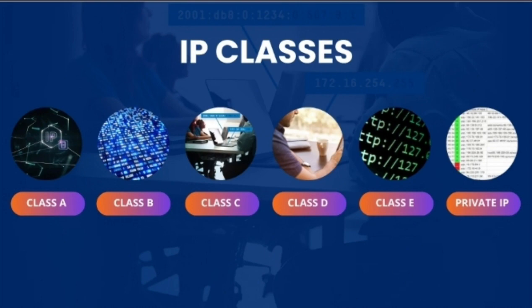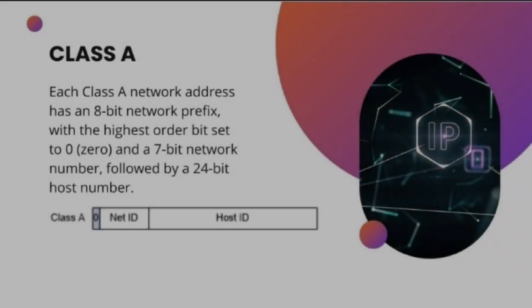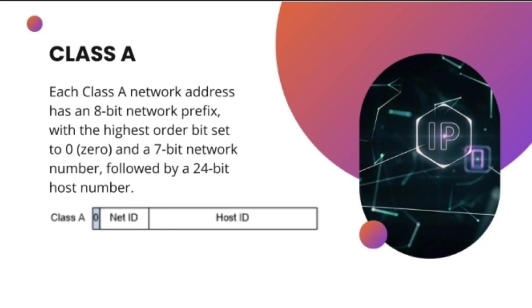Let's start with Class A. This IP address class is used when there are many hosts. In a Class A type of network, the first 8 bits, or also called the first octet, identify the network, and the remaining 24 bits are for the hosts in that network. An example of a Class A address is 102.168.212.226.